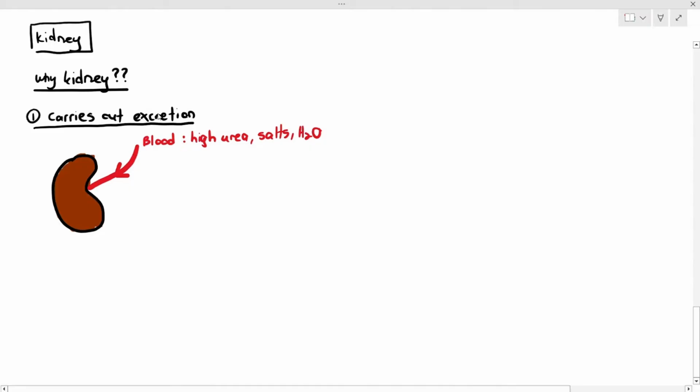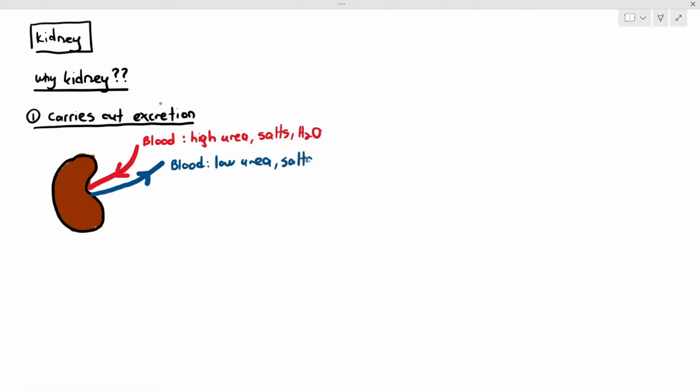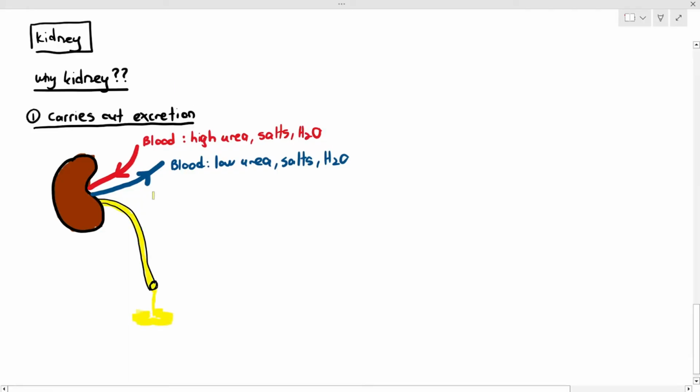So here's the interesting thing. When the blood goes into the kidney, represented by the red line, another blood vessel comes out of the kidney. And that blood vessel, represented in the blue line, will have a lower amount of urea, salt, and water. So where did the urea, salt, and water go to? The kidney removes that excess urea, salts, and water from the blood, and they will form this liquid that we all know, known as urine or pee.